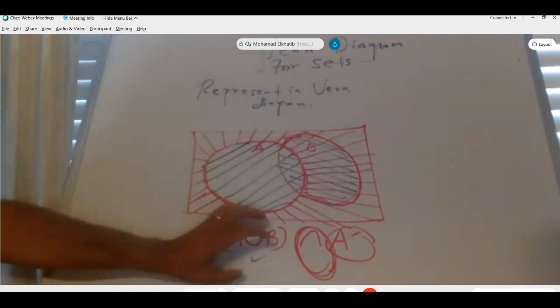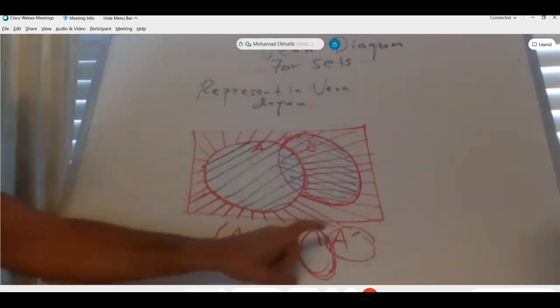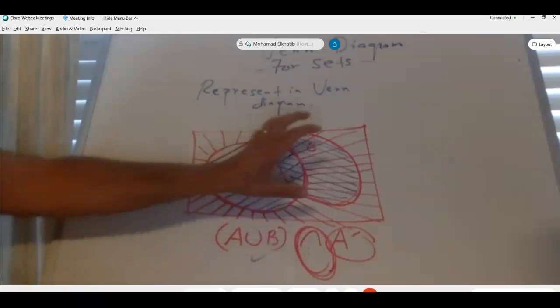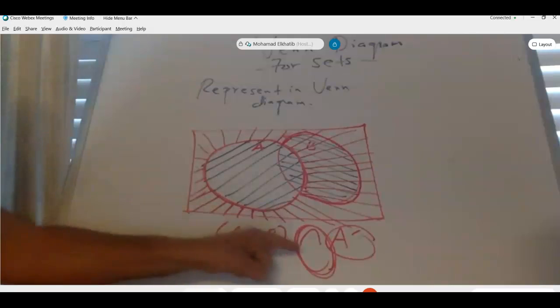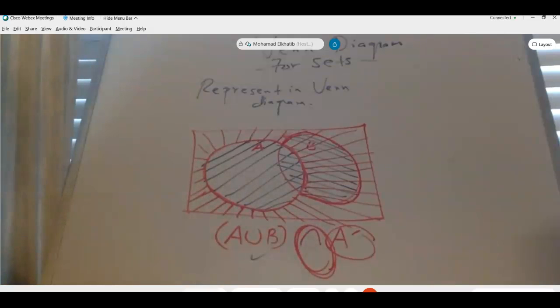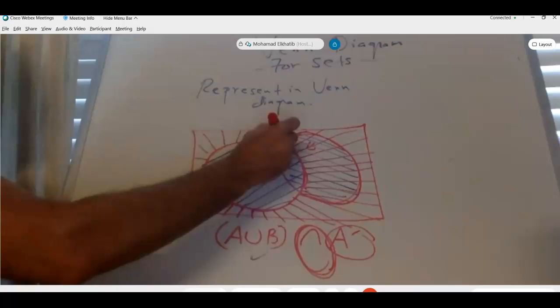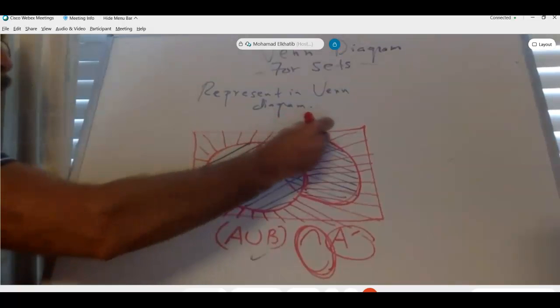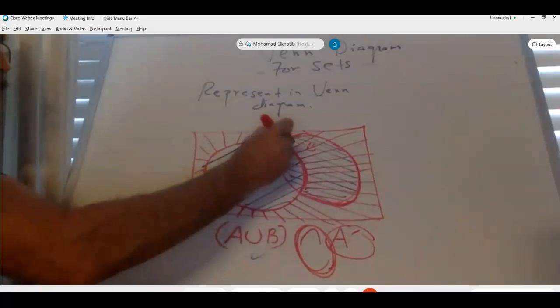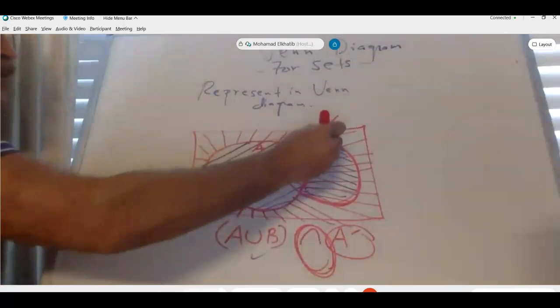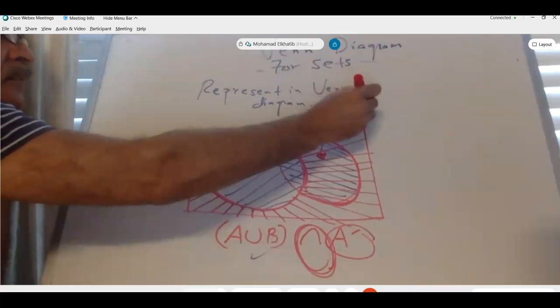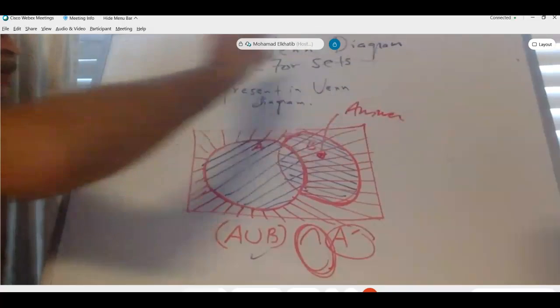So what did I do? I did this by itself and this by itself. If it's intersection, I look for where the two colors overlap. If this was union, then I will take all the colors. So my answer is going to be this region right here. Watch me. Right here. That's the answer. Okay?